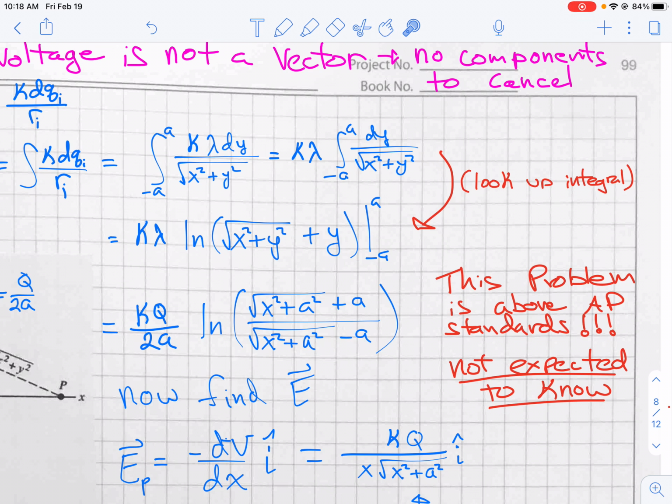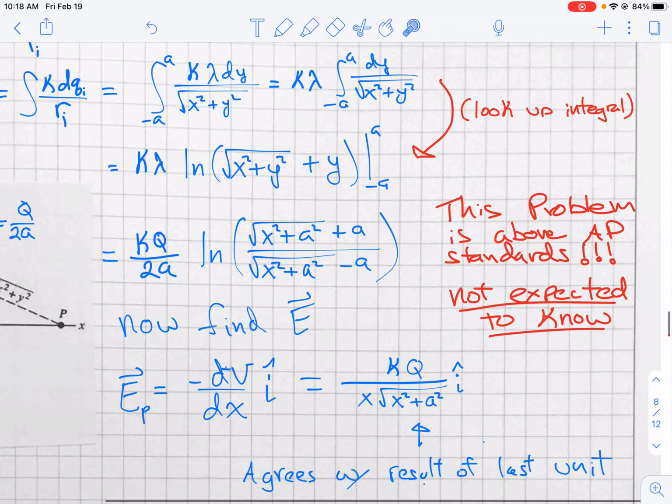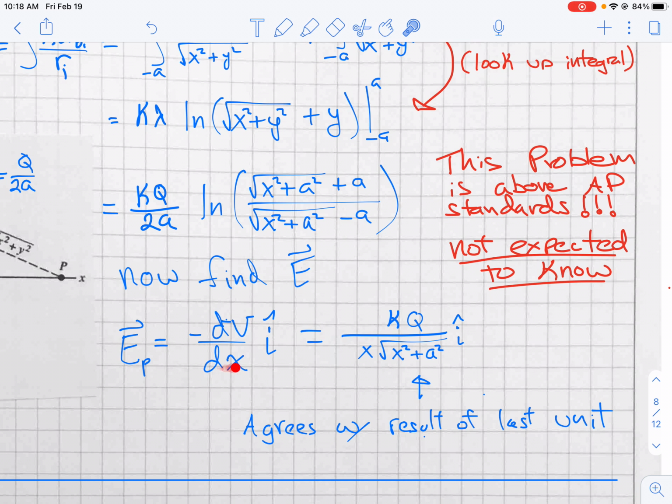I substituted back in for lambda, q over 2a. Now to find the electric field, we're going to take the negative derivative with respect to x, because our electric field, we're expecting it to point to the right. And there's no components in the y direction or the z direction, out of the page or into the page. We can see that this is not going to have any components in the y or z directions because there's no y or z variables in here.